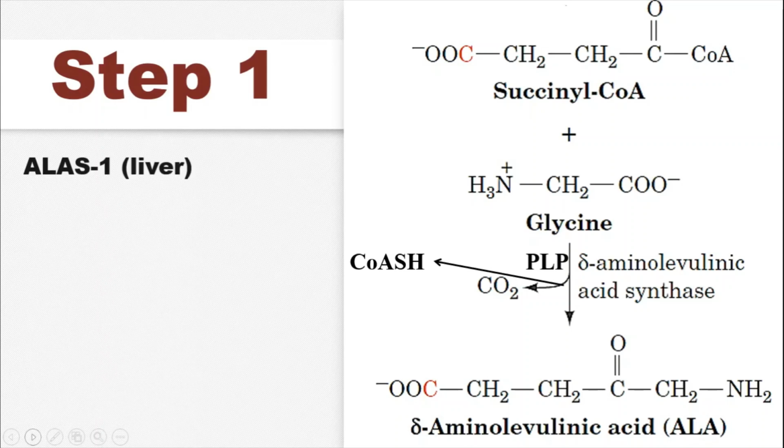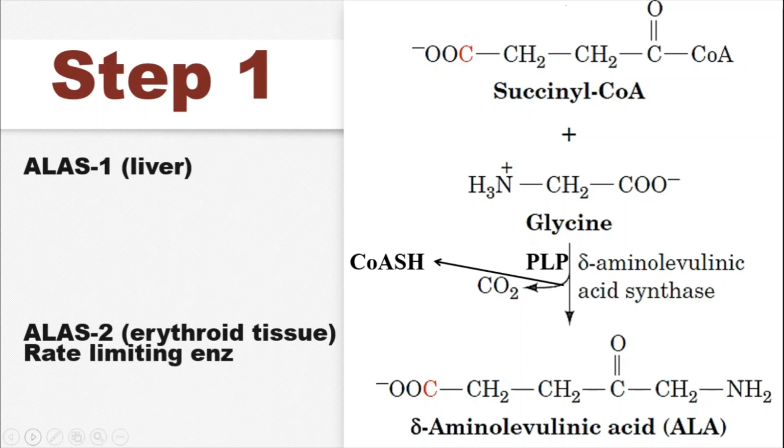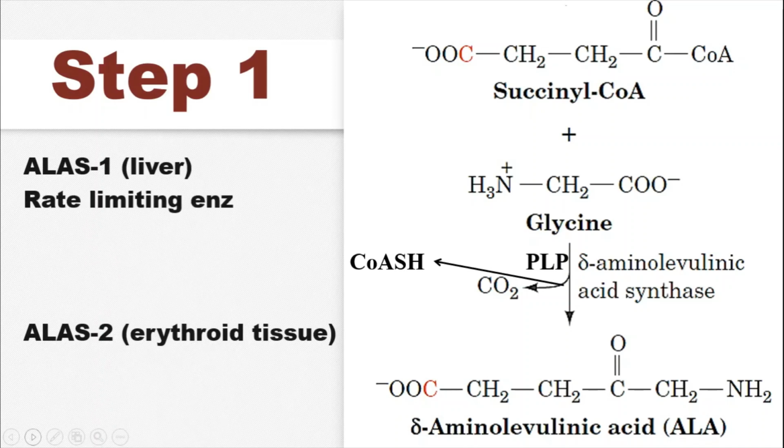Now this ALA synthase is present in liver as well as in erythroid tissue, but the liver variety is known as ALA synthase 1 and the erythroid variety is known as ALA synthase 2. The ALA synthase 1 is a rate limiting enzyme. We can control it. It's an inducible enzyme.